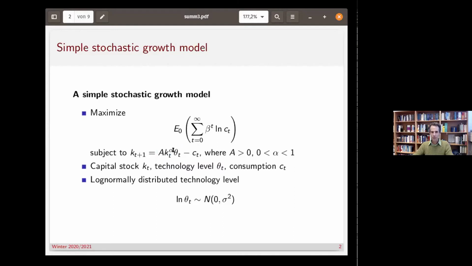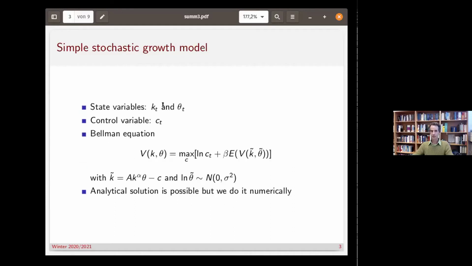So then we have this part here, which is interpreted as the technology level, which is random. And we assume to start with that the distribution of the log of the technology level is a normal distribution around 0 with some variance. Okay. So the technology level itself has a log normal distribution. Now that's just an assumption, and we assumed at the beginning that the draws are independent from each other.